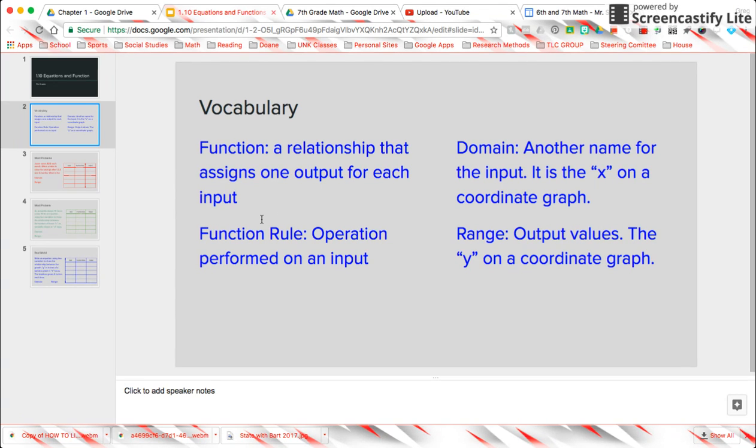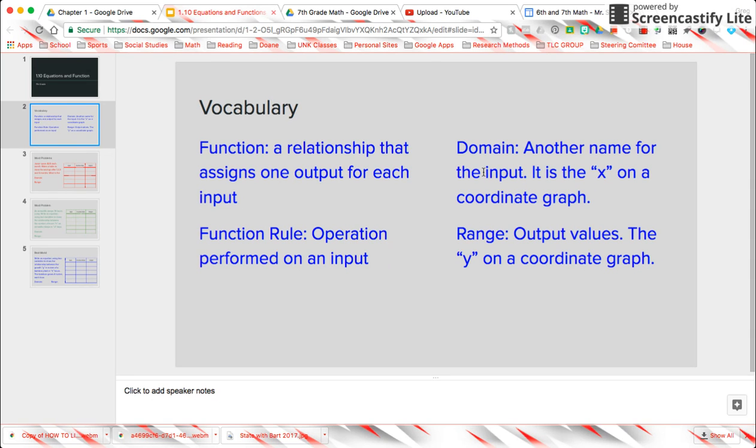We look at that as mainly being the function rule, and that's an operation performed on an input. Okay, and so what we put in, we do the function rule to it, and then we get an output. And this goes with the relationships that we saw with the expressions that we were writing yesterday in our sequence tables. One thing we're going to add, though, is these two vocabulary terms.